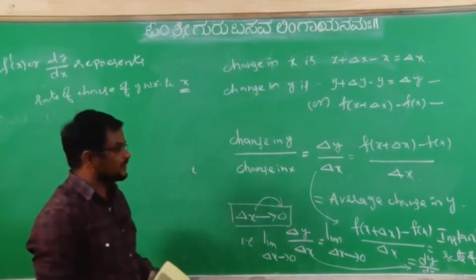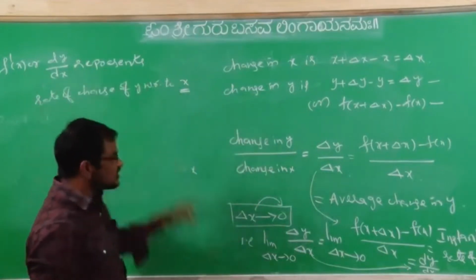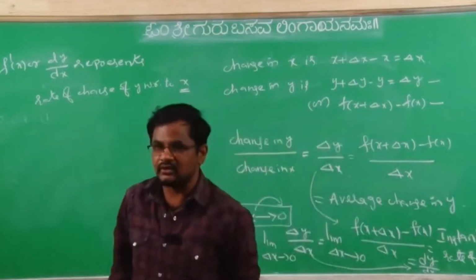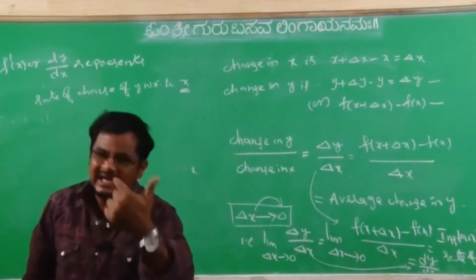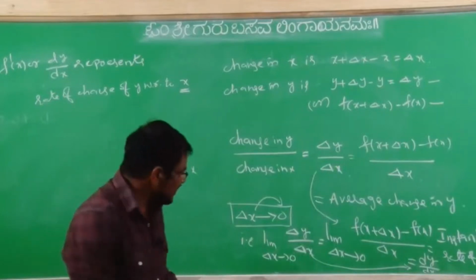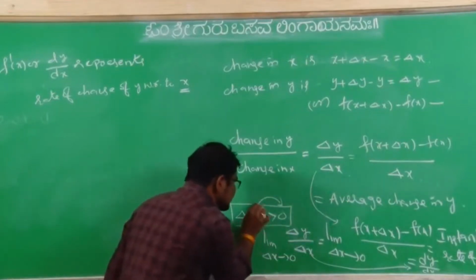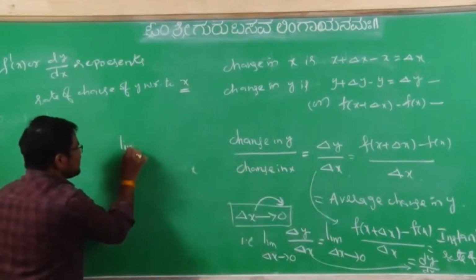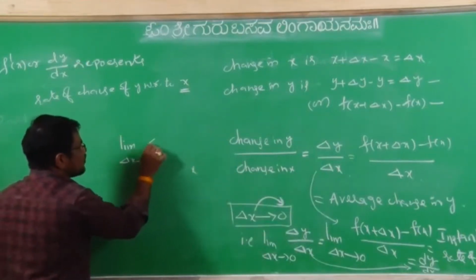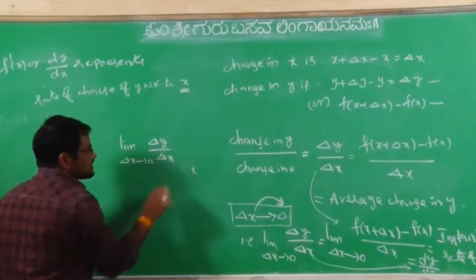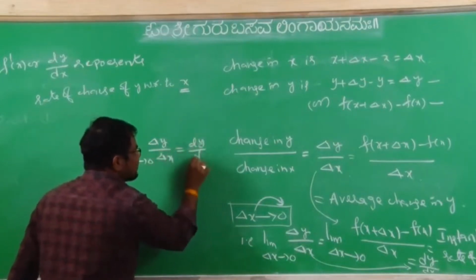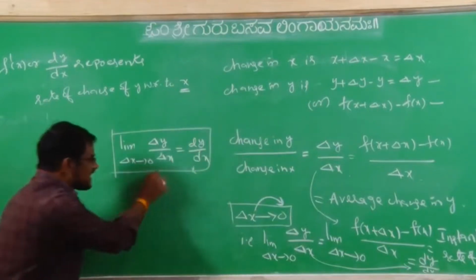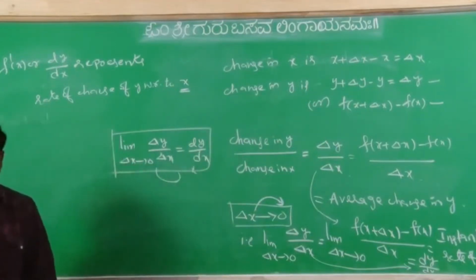Means in this whole chapter, rate of change is nothing but instantaneous rate of change of that quantity with respect to another quantity. Right? Here once you see, you take delta x tends to 0, limit delta x tends to 0, delta y by delta x equal to what? dy by dx, you take it. So what is the reason behind this one?